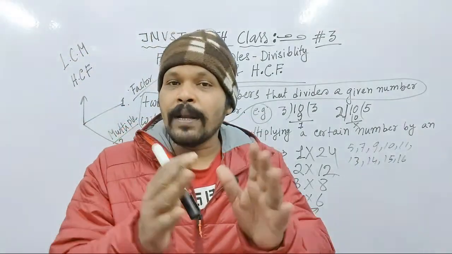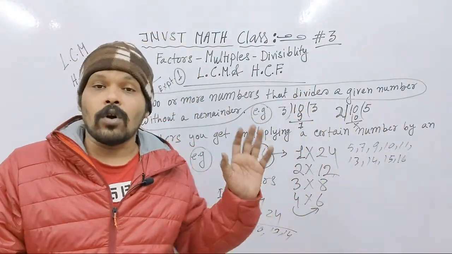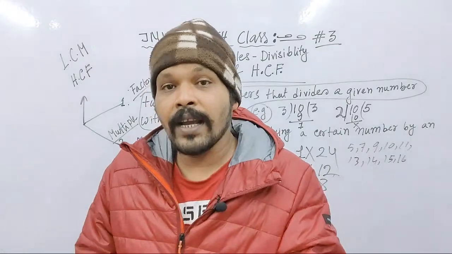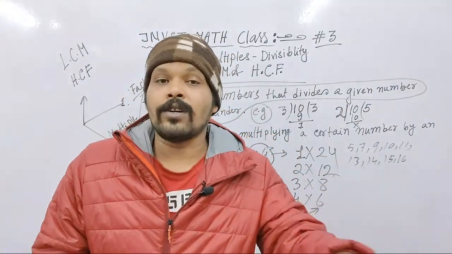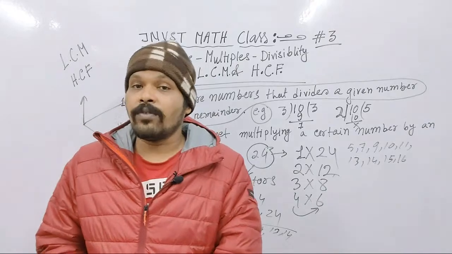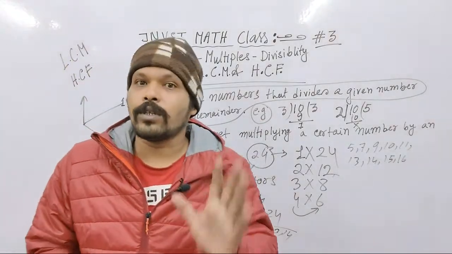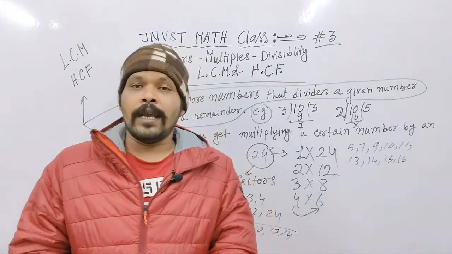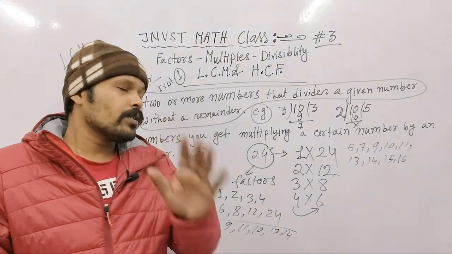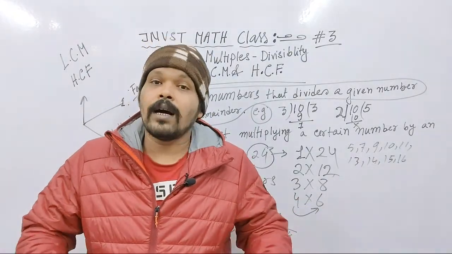That means in simple talking we can say by which number we can divide a number, those numbers are called the factors of this number. Here 24 is a number and it is totally divisible by 1, 2, 3, 4, 6, 8, 12, 24. That is why we can say the factors of 24 are 1, 2, 3, 4, 6, 8, 12, 24. So now it is clear to us what the factors are.